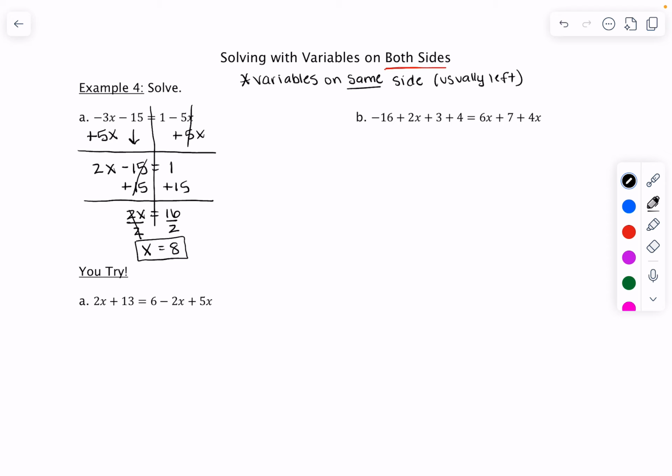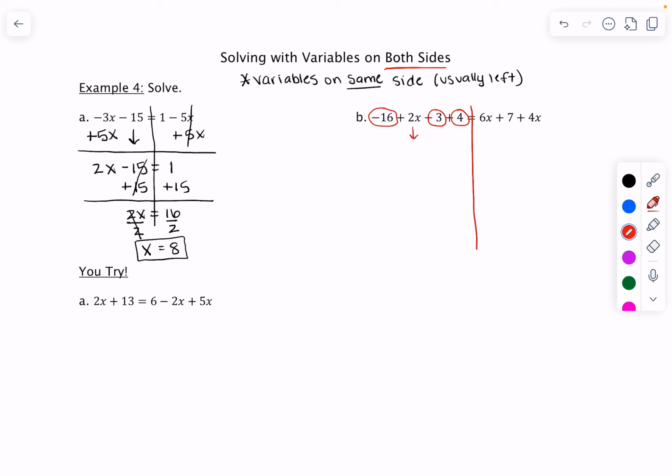Okay. Letter B has a step we have to do first before we start adding and subtracting things to both sides. You'll notice that on either side of this equation, you've got like terms. What I mean by that is on the left side, I have -16, +3, and +4 that are all like terms. So I'm going to ignore the right side for now. And on the left side, I'm just going to combine like terms.